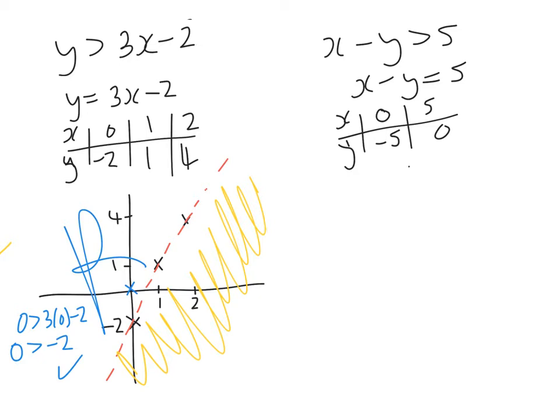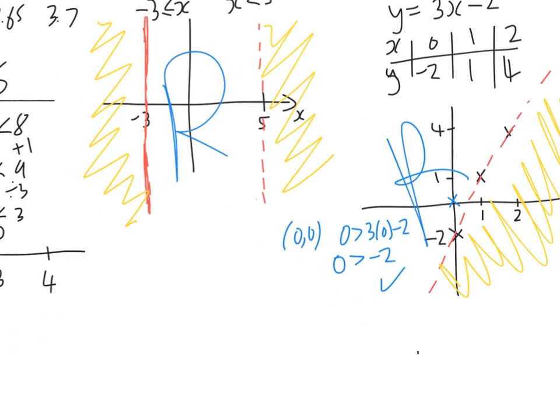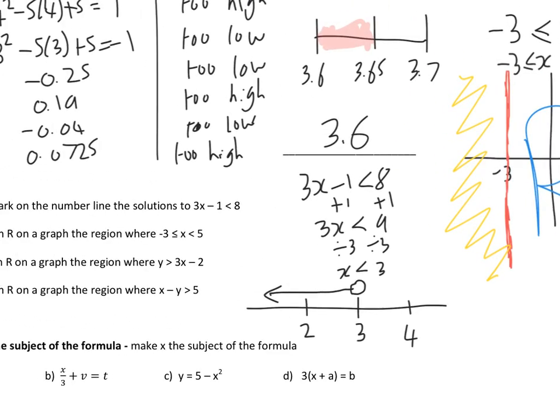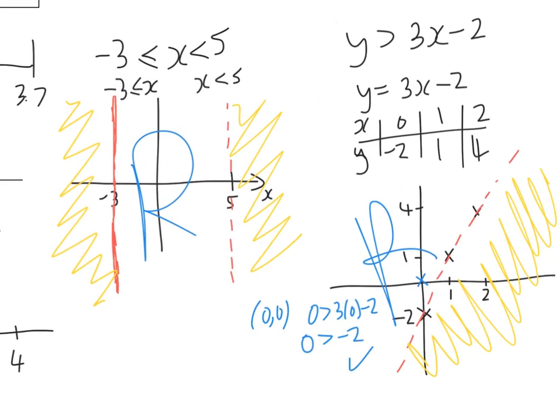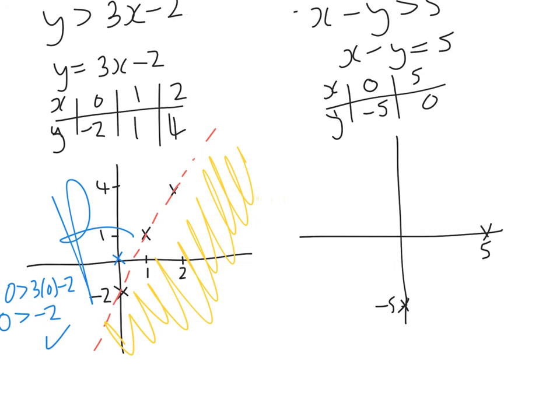So if we were to draw that, we'd have our minus 5 here, 0, minus 5, and 5, 0 here. And our line, it's not going to be solid. I don't think it said, look at the question. Yep, not equal to, so it's going to be a dashed line. Straight with a ruler, preferably.